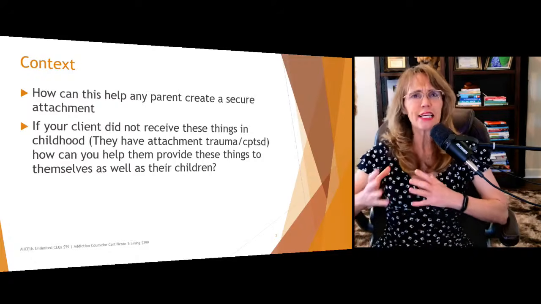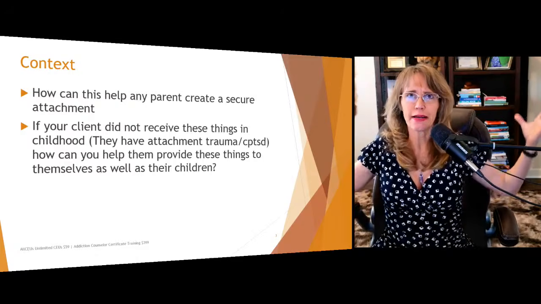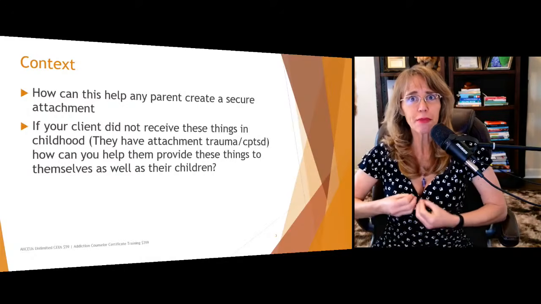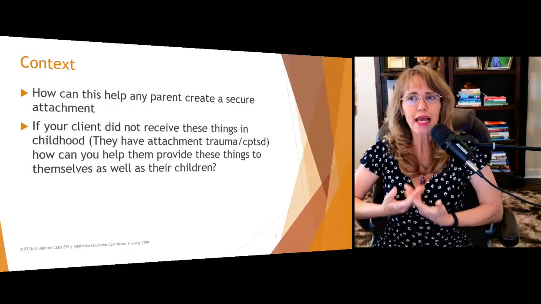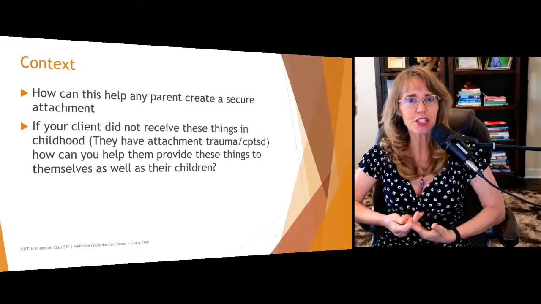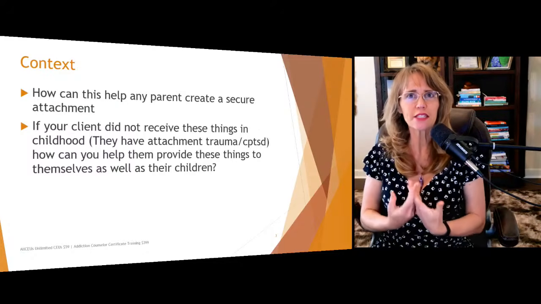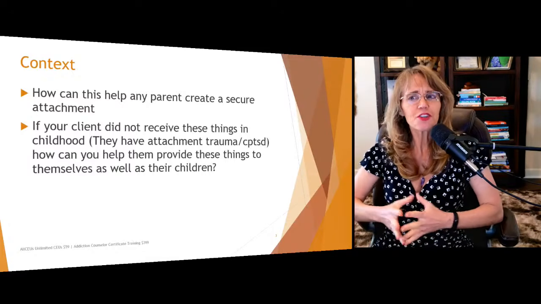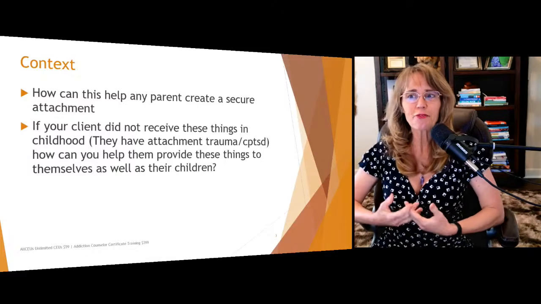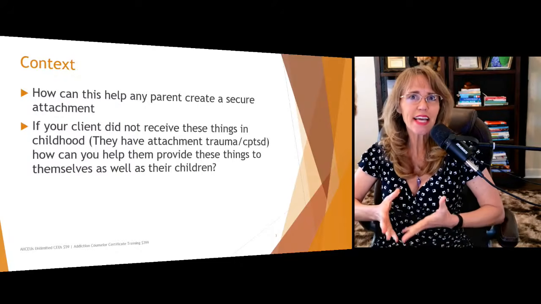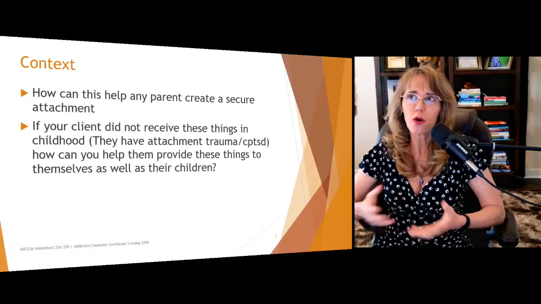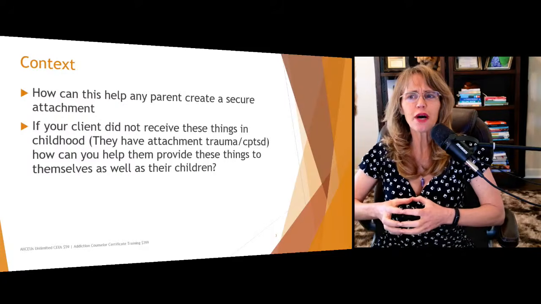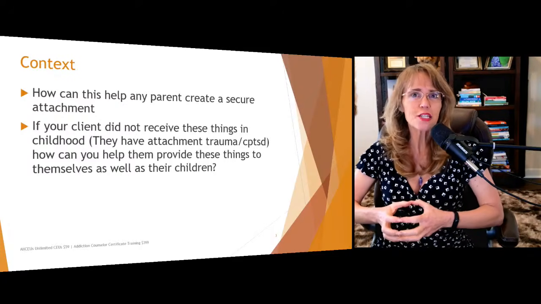So just think about it before we get started, putting it in a big framework. How can knowing how to help people create a secure attachment help any parent create a secure attachment with their child? How can skills that we give them help them develop a secure attachment? And if your client is an adult and did not receive these things in childhood, they likely have what I refer to as attachment trauma, or sometimes it goes to the level of CPTSD. So how can you help them provide these things to themselves as well as their children?